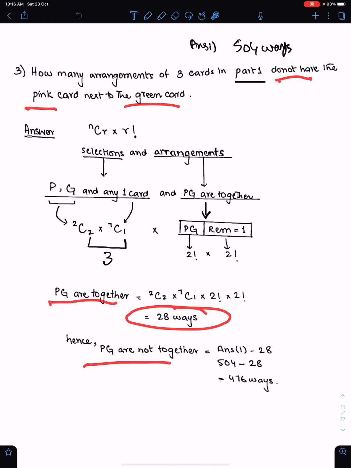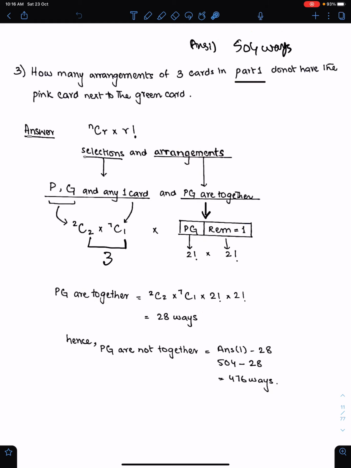But the question is do not have the pink card next to the green card. So for not together, total minus together, and total is 504. That is the answer of part 1. So first find together and then subtract this answer from the total. That's the final answer. And this is the best application of this formula.